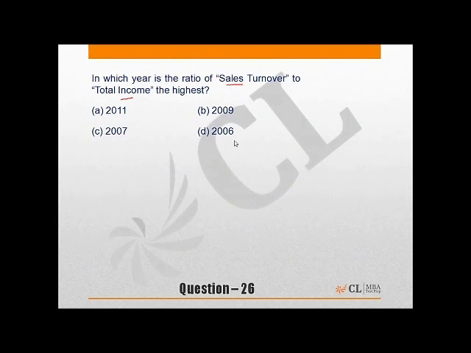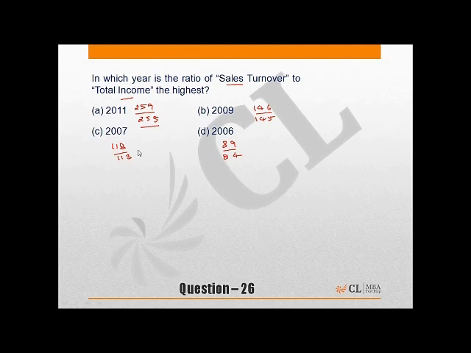2006 was 89 by 84. 2007 is 118 by 113. 2009 is 146 by 145. And 2011 is 259 by 255. Now all of them are greater than 1. I am sure that's not an issue. So effectively we need to find out how much greater than 1 each one of them is.